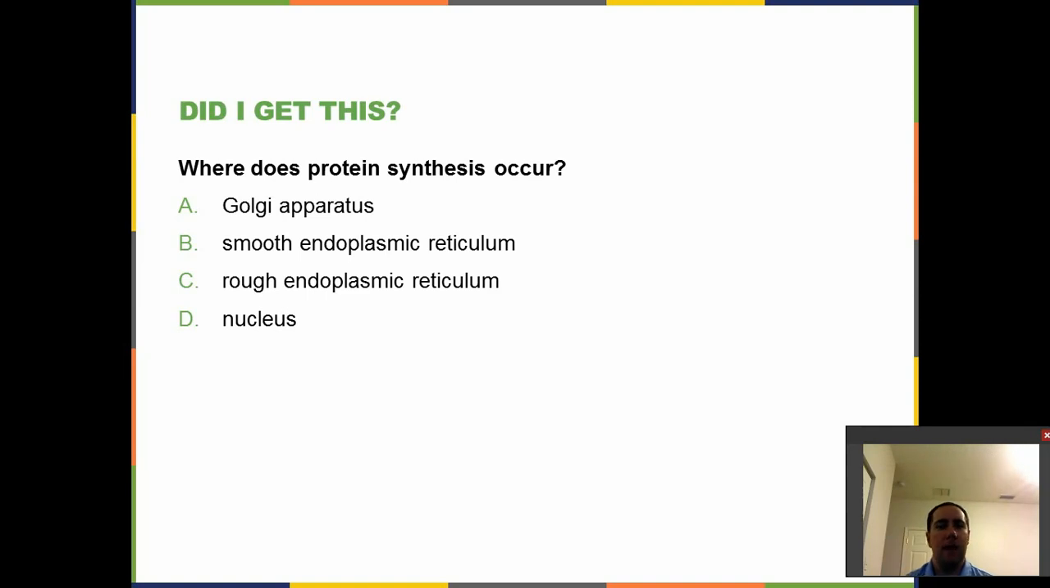Yes. So we got a couple answers for C, the rough endoplasmic reticulum. What makes it the rough endoplasmic reticulum? Why is it rough? Yeah. We have ribosomes on the endoplasmic reticulum making it rough. And what do ribosomes do? They make protein. And so ribosomes make protein, but a lot of our protein is made in or on the rough ER.